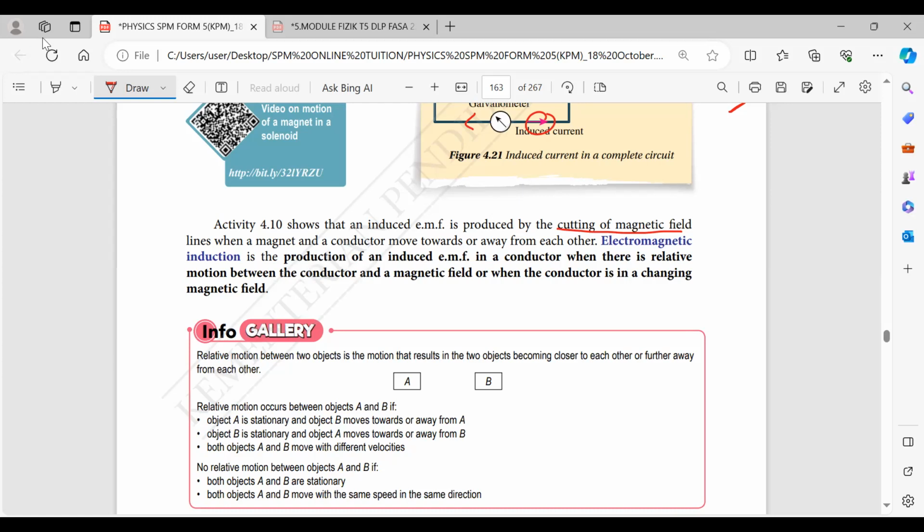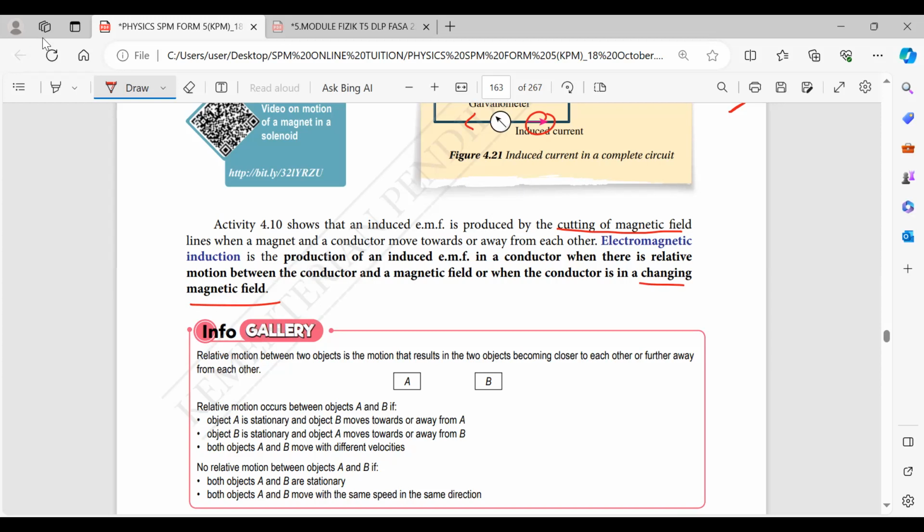So when EMF is produced, when a conductor, there is a relative motion between the conductor and the magnet, or when the conductor is actually moving through a region or area where the magnetic field is also changing. Meaning it is moving from a weaker to a stronger magnetic field, or from a stronger to a weaker magnetic field. So in that case, there is a change in the number of magnetic field lines cut.